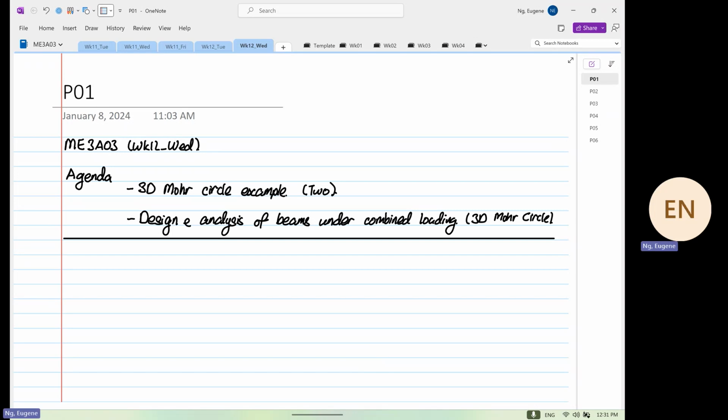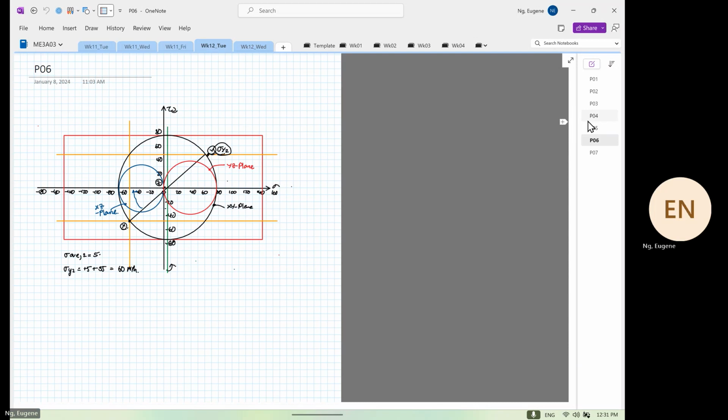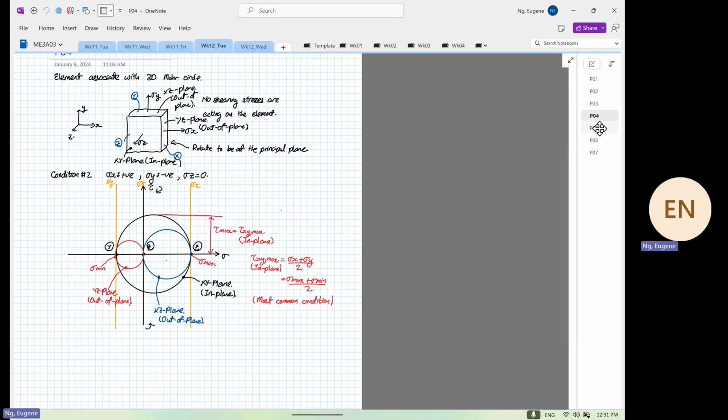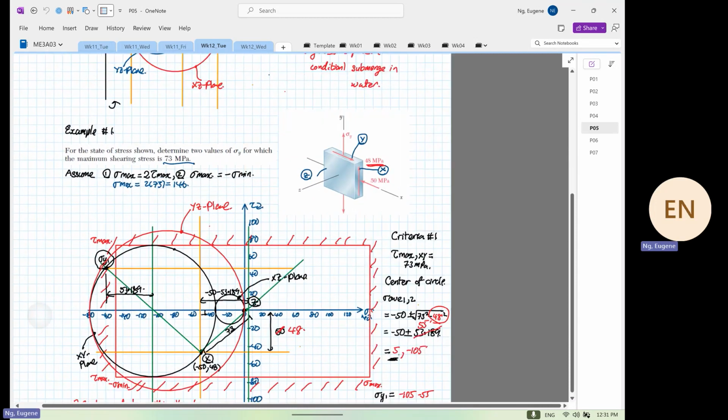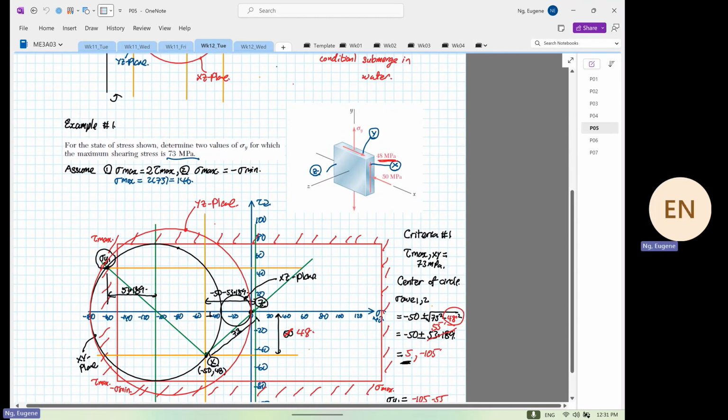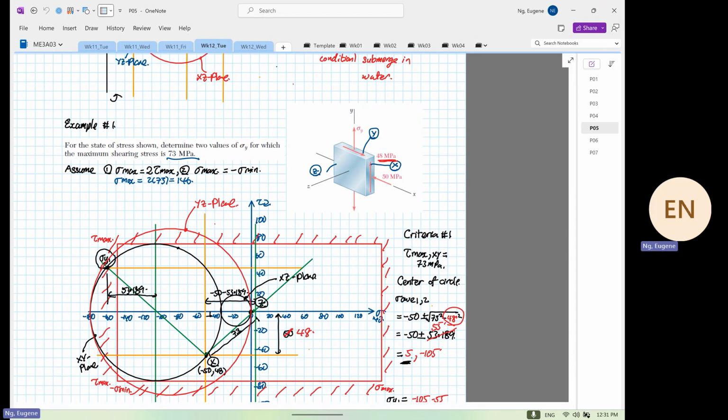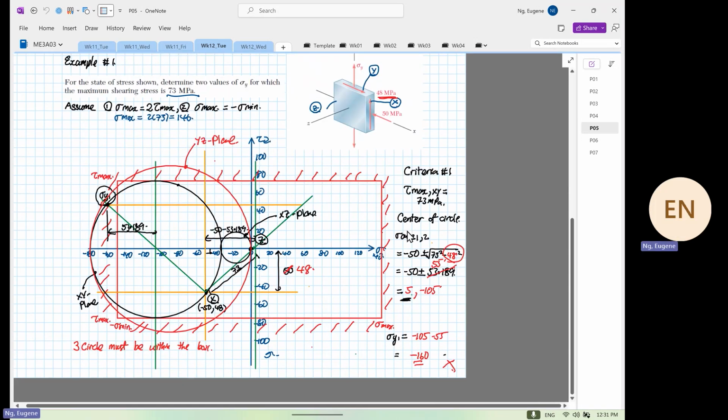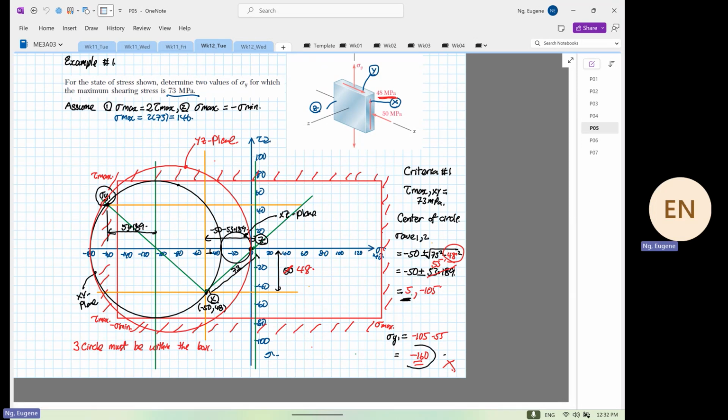Right. So if we look at the problem we had yesterday, we were given the stress state, and we have to determine the stress Y value. The maximum shear stress allowable is 73 megapascal. So we discovered that the one value we found, where stress Y1 is at 160 megapascal, is impossible. Impossible as in it's not a right value.